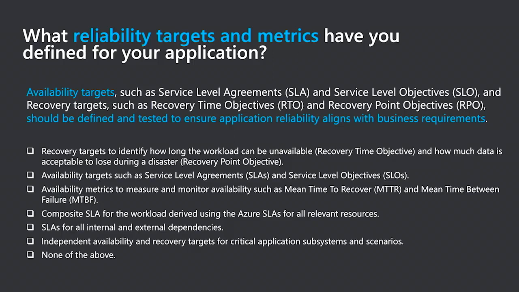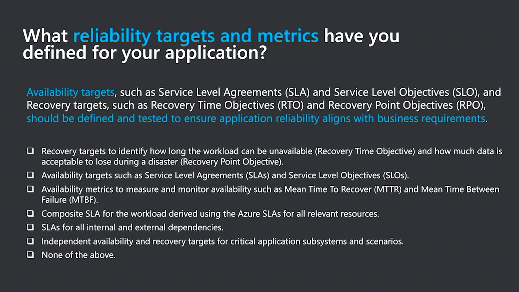Recovery point objective. Have RPO and RTO targets been defined for the application in key scenarios? Recovery time objective, the maximum acceptable time an application is unavailable after an incident. Recovery point objective, the maximum duration of data loss that is acceptable during a disaster. Availability targets such as service level agreements and service level objectives. Have availability targets been defined for the application in key scenarios, and are targets considered whilst the system is running in a recovery mode? Availability metrics to measure and monitor availability, such as mean time to recover and mean time between failure. Are availability targets measured and monitored?